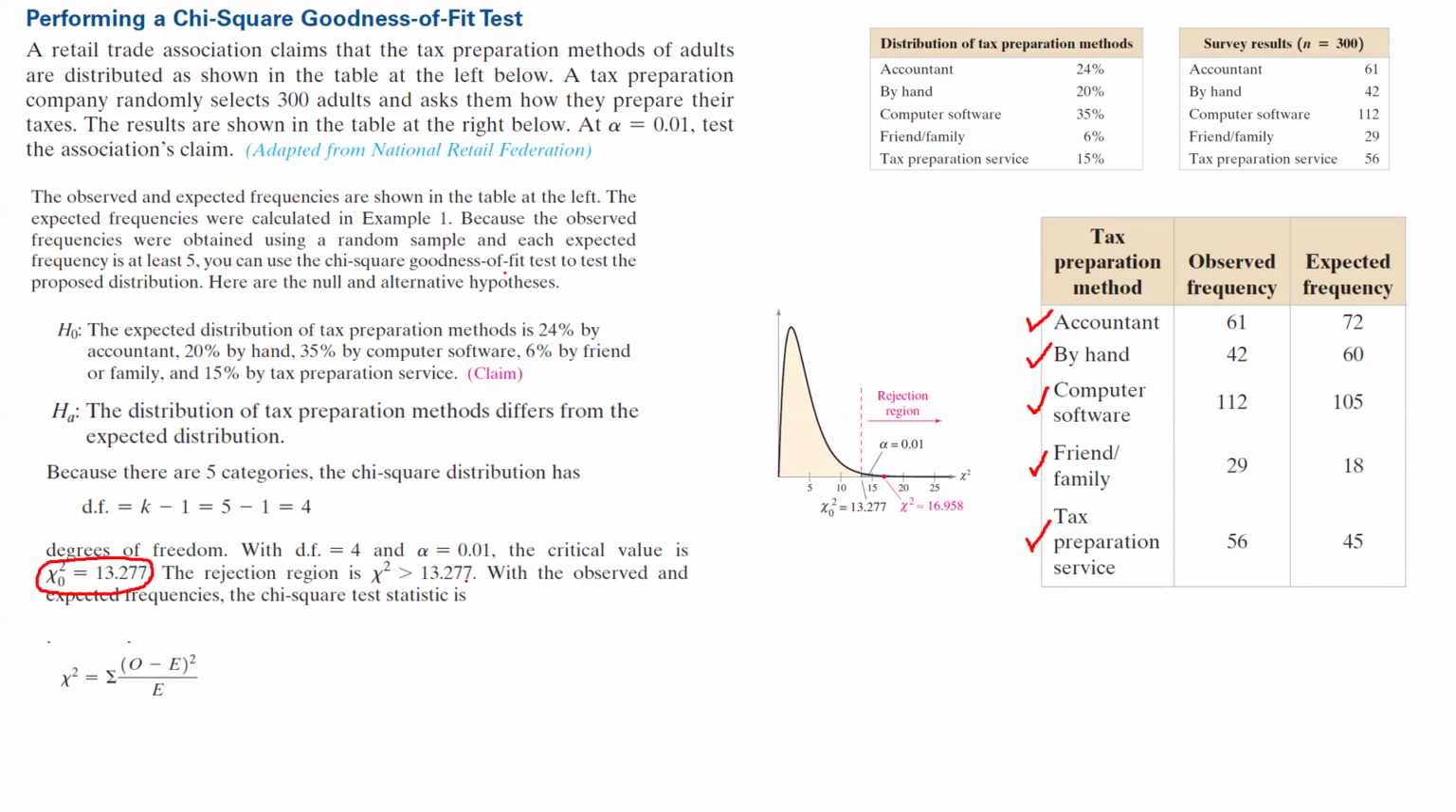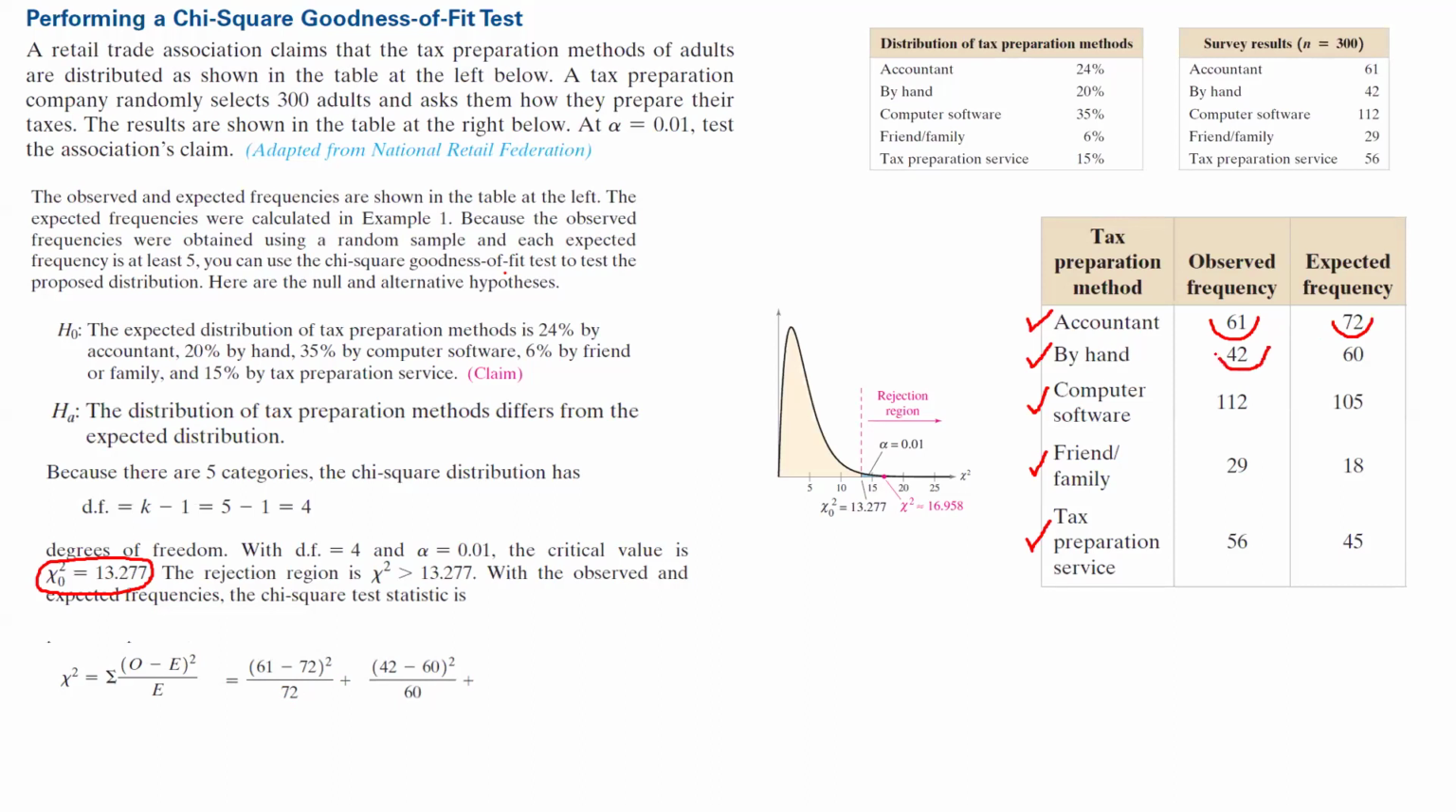Remember the formula for the test statistic. Chi-squared is equal to the summation of observed value minus expected value to the second power divided by expected value, and you do the addition for all of them. It is equal to 61, which is your observed value, minus 72, which is the expected value. Raise it to the second power and divide it by the expected value. But this is for the first category. Now we have to move on to the second category, by hand.